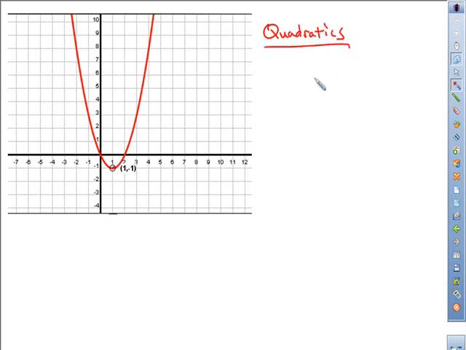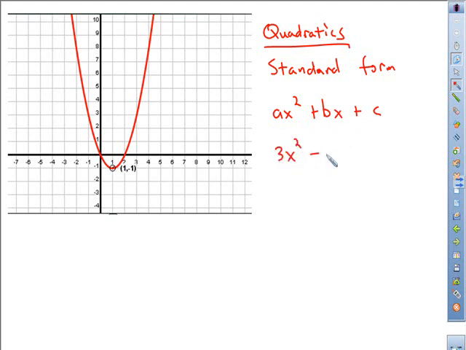The first thing we'll learn about a quadratic is the standard form of a quadratic. The standard form of a quadratic is ax squared plus bx plus c. An example with numbers would be 3x squared minus 5x plus 1. In this example, 3 would be a, negative 5 would be b, and positive 1 would be c.